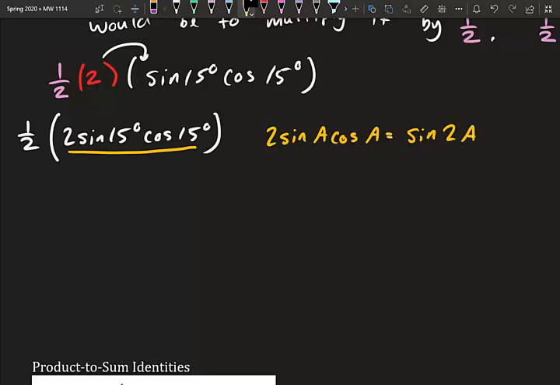So when we have 2 sine a cosine a, it's the same thing as sine 2a. And we know a, that's the 15 degrees. So let's go ahead and plug it in. We have 1/2 sine 2 times a. So 2 times a, which is 15 degrees.